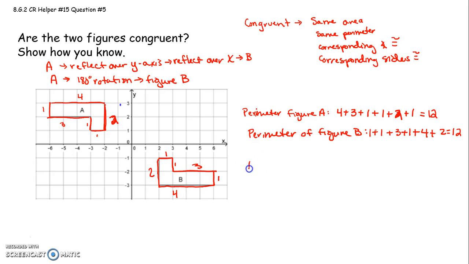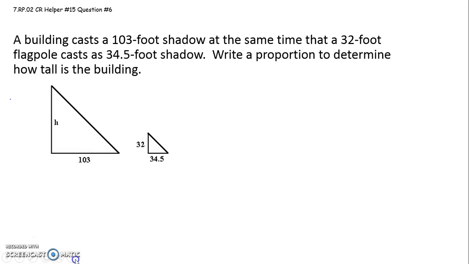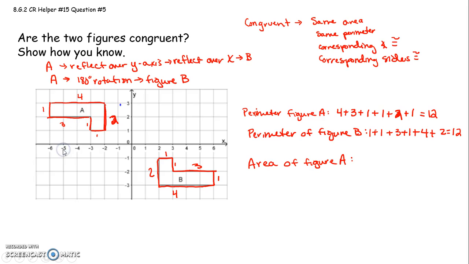Let's quick find the area of each figure, and then you can see that these figures are definitely congruent. Area of figure A. Area is just how many squares it takes to fill up. So for the area of figure A, that's 1, 2, 3, 4, 5. 5 square units. Takes 5 squares to build figure A.